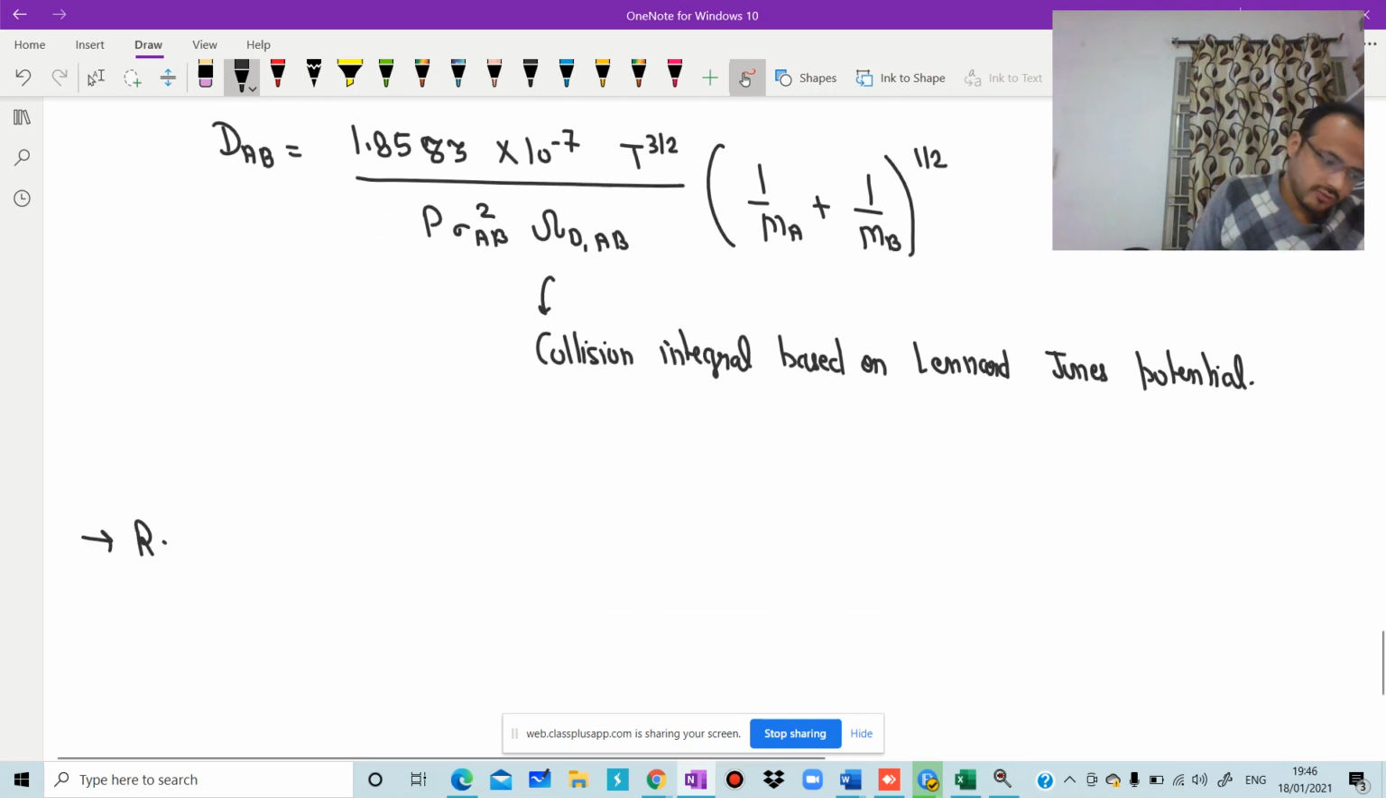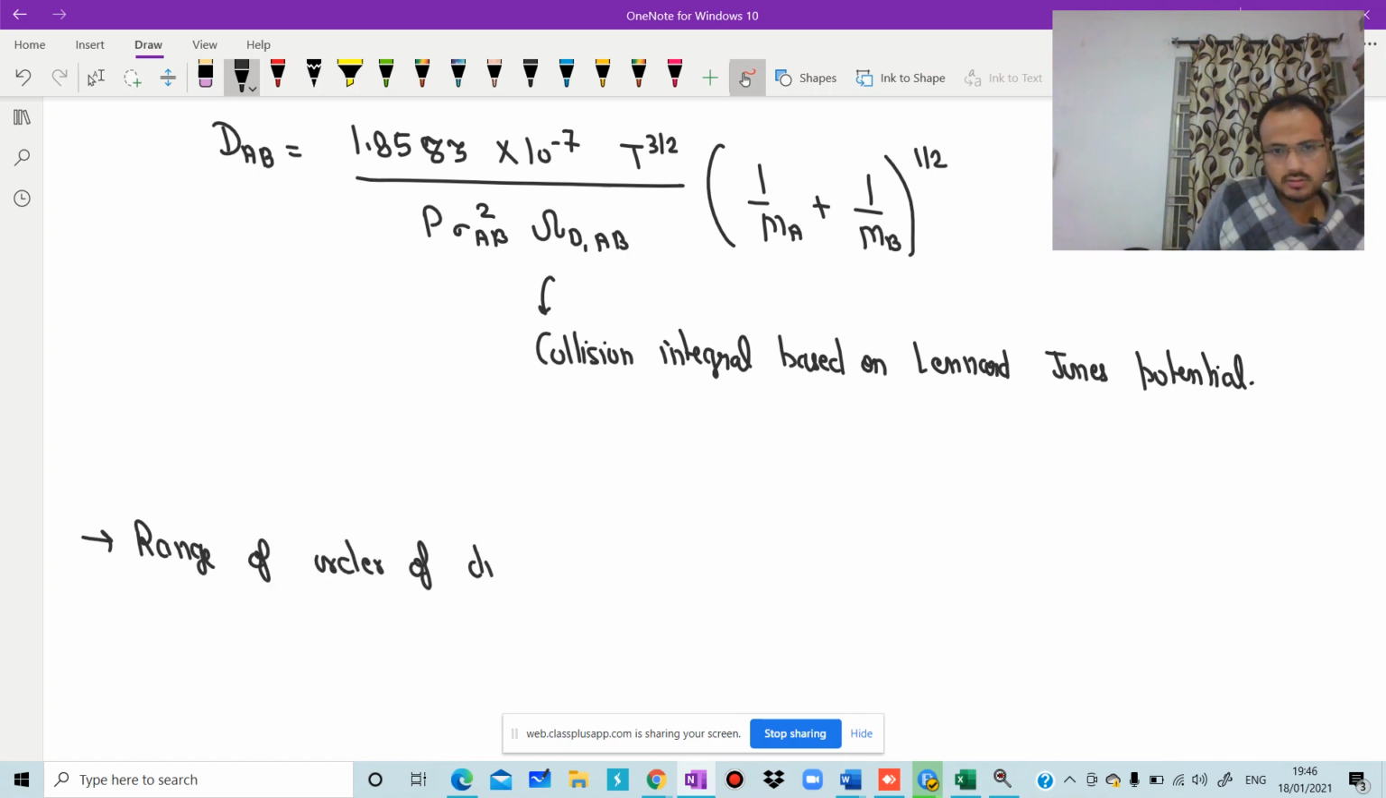Next is the range of order of diffusivity in gases. The order of diffusivity in gases is 10 to the power minus 4 to 10 to the power minus 5 meter square per second.